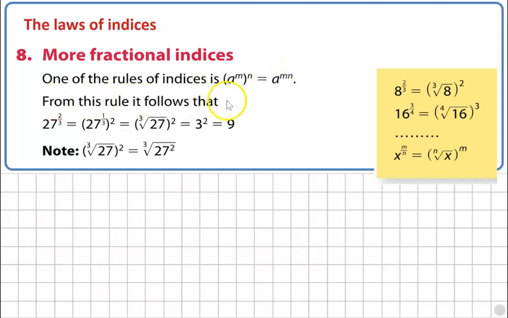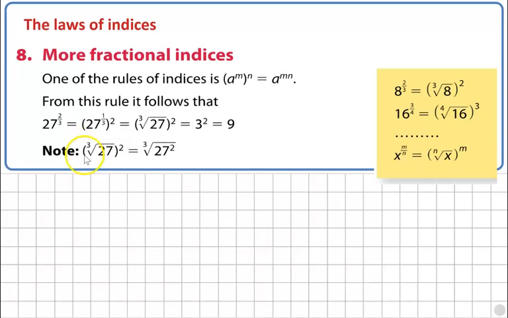From this rule, it follows that 27 to the power of 2 over 3, or 2/3, can be broken down as 27 to the power of a third raised to the power of 2. Because if we work backwards, a third multiplied by 2 is 2 over 3. And then 27 to the power of a third, we can rewrite as the cube root of 27, and the squared is still there. And the cube root of 27 is 3, and 3 squared is 9. So 27 to the power of 2 over 3 gives us 9.